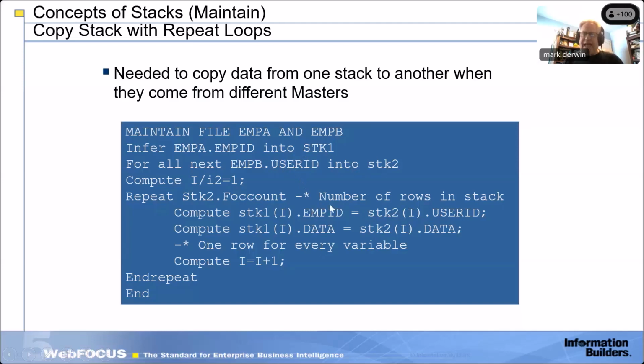And you'll see the difference here is in EMP-B, I have a user ID field, but in EMP-A, I have an EMP ID field. So the fields aren't the same. I can't use a copy. I do a repeat loop. Then I increment my counter, and I go through again until I've gone through every single field.